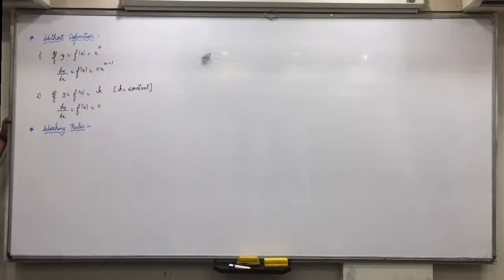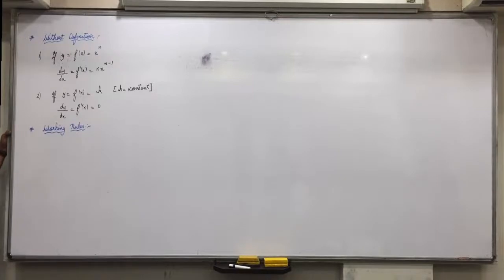Did you understand these 2 points without definition, what we have to remember? If y equals to f(x) equals to x raised to n, then dy by dx will be directly n x raised to n minus 1. And if y equals to f(x) equals to k, a constant number, then dy by dx will be equal to 0.